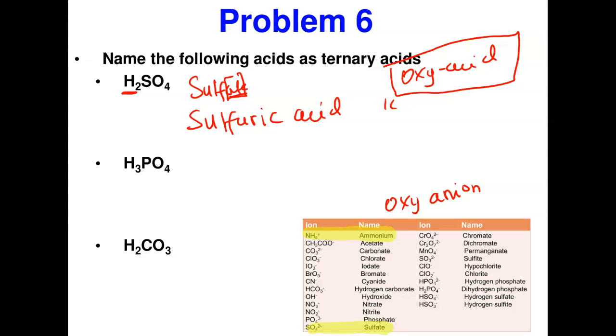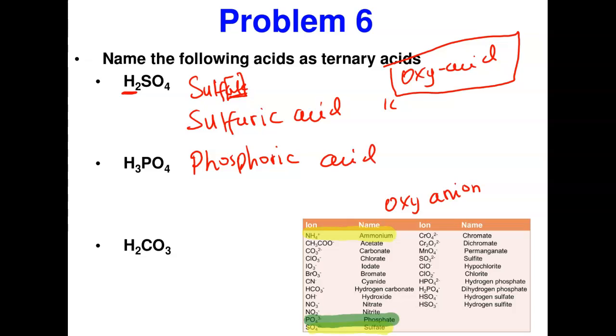This is phosphate. Look at it here; phosphate is there. I can use another color to highlight that. Let me choose green. This is the phosphate. For the phosphate, we're going to drop the ATE and put IC. And remember, no mention of the hydrogen. What are we going to call it? We're going to call this phosphoric acid. That is how we name this.